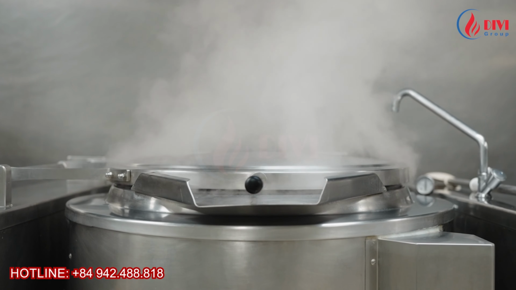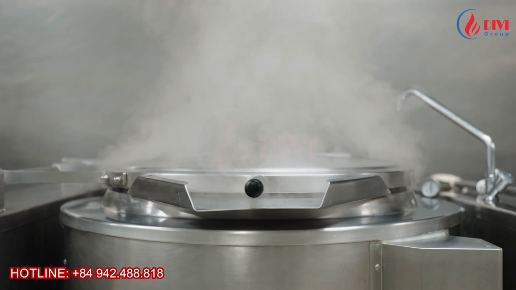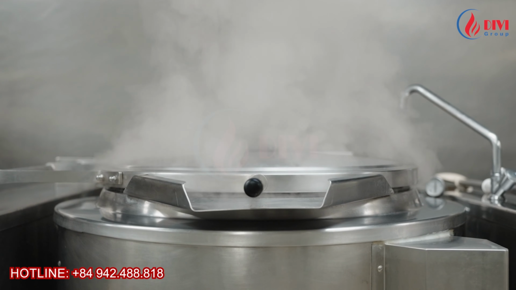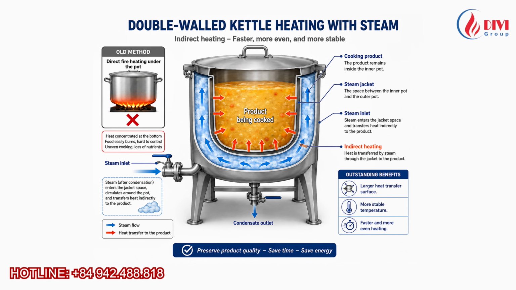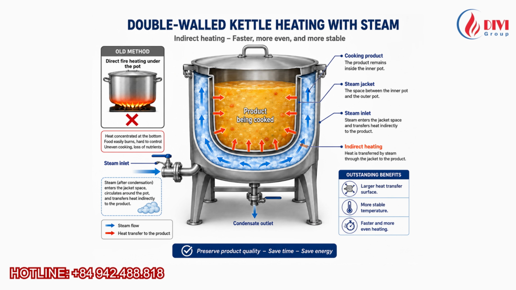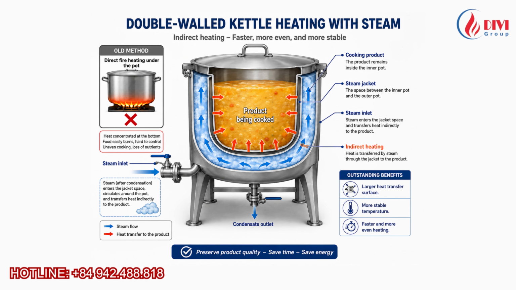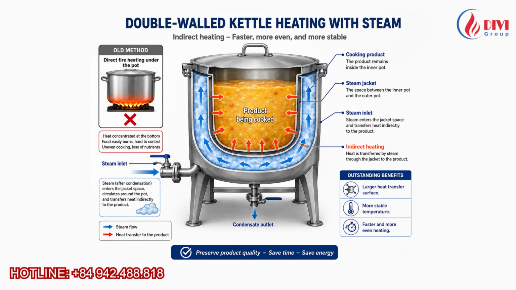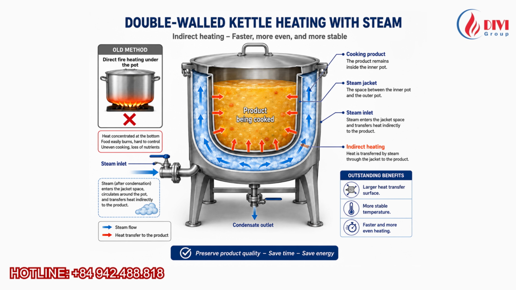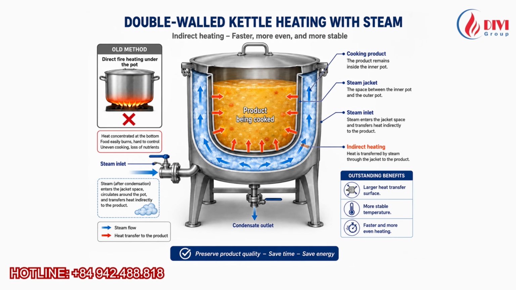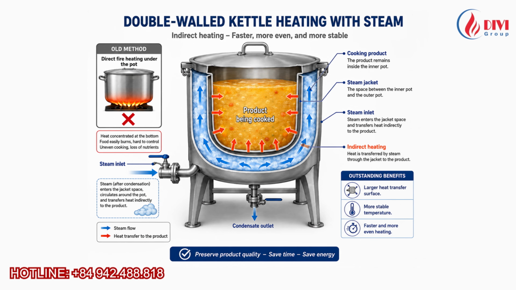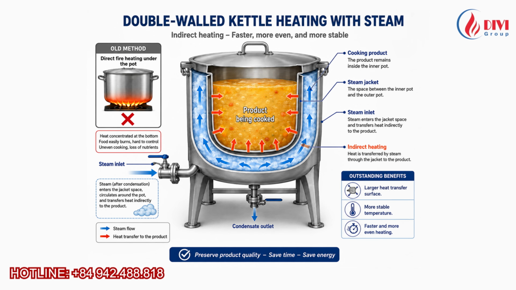Switching to steam heating changes the process completely. Instead of heating the pot directly, we use a double-jacketed kettle. The product remains inside the inner vessel. Between the two walls is a steam jacket. Steam flows into this jacket, transferring heat indirectly to the product. Because steam surrounds the vessel, the heat transfer area is much larger and the temperature is more uniform, resulting in faster and more even heating.